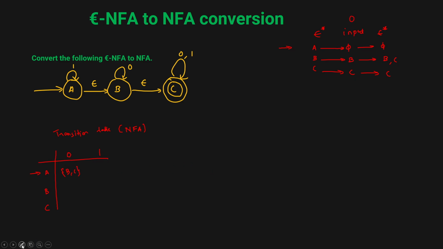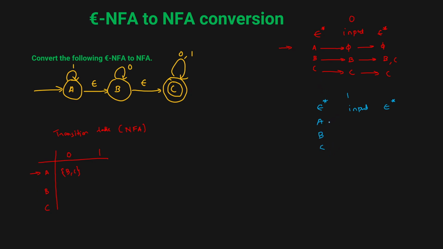Now let's change the color and test it out for 1. This was for input 0. Now we'll check it out for input 1. Again you have the same pattern: epsilon closure, input, and epsilon closure again. Let's say you're in state A, you get input 1. First you have to check the epsilon closure, so we have again A, B, C, that is, when you get no input, you still go to A, B, C.